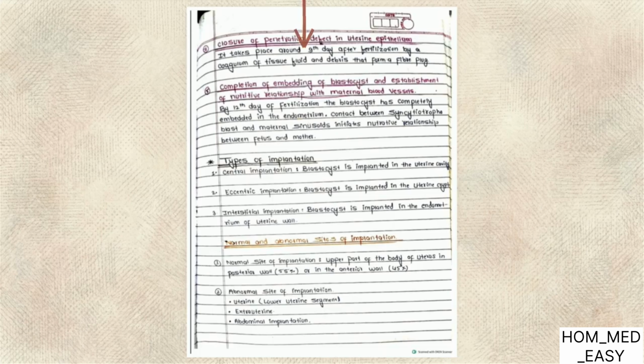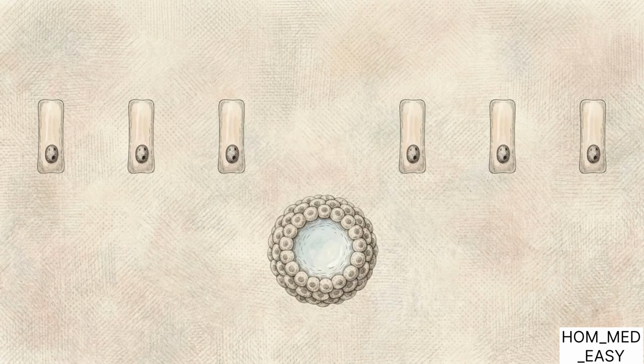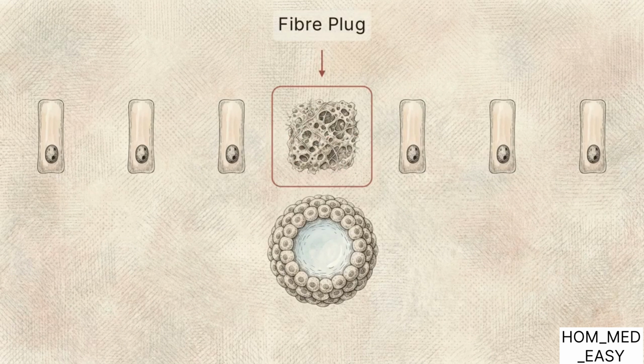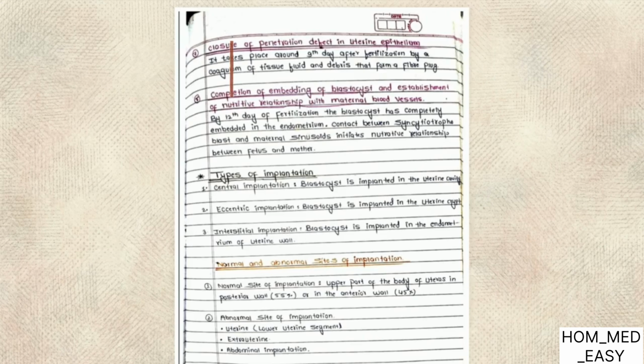As the embryo pulls itself completely inside the uterine wall by the 9th day, it leaves behind an open penetration wound in the epithelium. This structural defect must be sealed. It is quickly filled by a coagulum consisting of tissue fluid and cellular debris. This biological patch forms what is known as a fiber plug, completely closing off the embryo from the main uterine cavity. We finally reach the 12th day, marking the absolute completion of the embedding sequence.